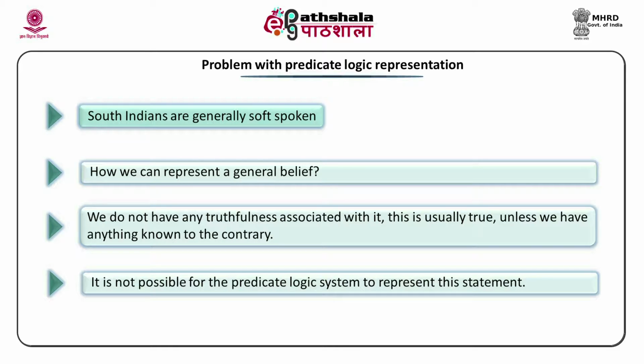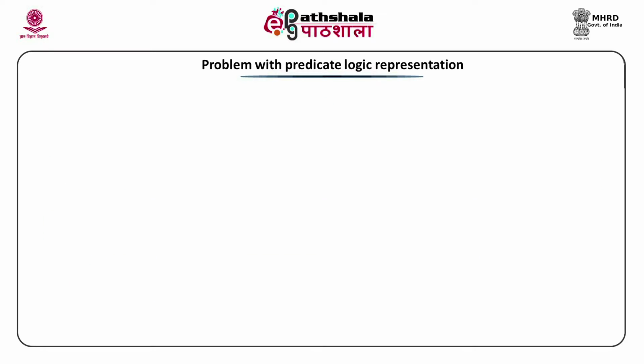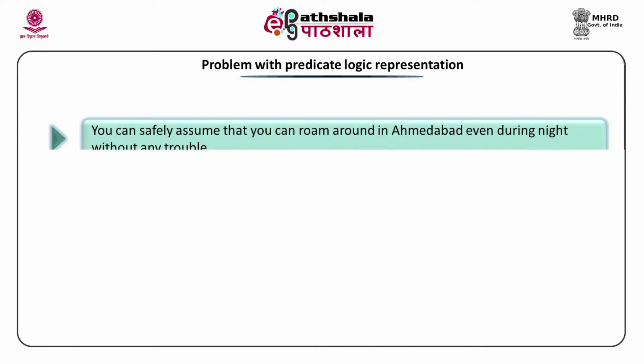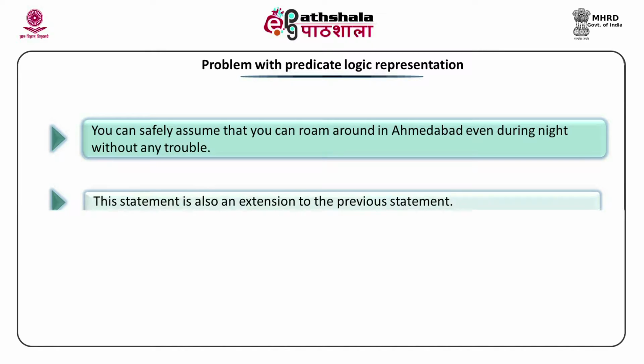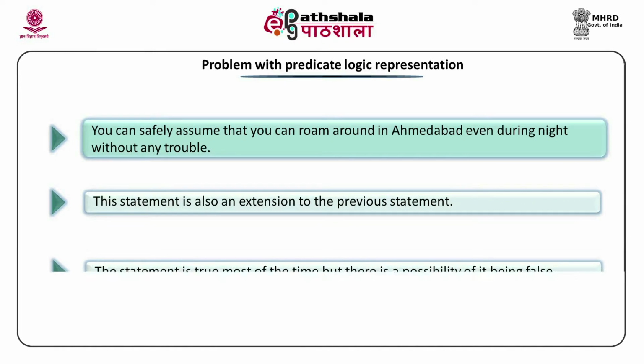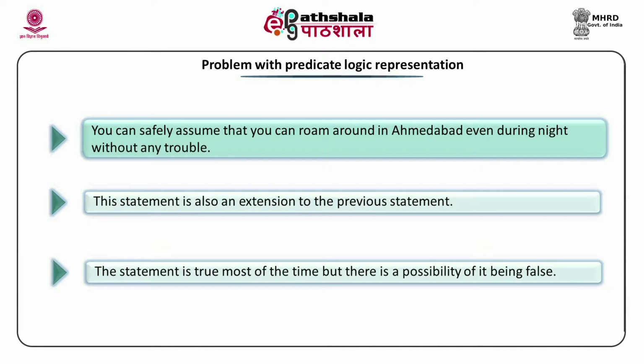Can you represent anything in predicate logic which is not 100% true? Impossible. So, that is the problem. How do you do this? How do you manage them? We will see how NMRS handles this. This is the other one: you can safely assume that you can roam around in Ahmedabad even during night without a problem. Now, this is again quite similar to the statement that we talked about earlier, but it is a little more precise, a little more explicit statement.